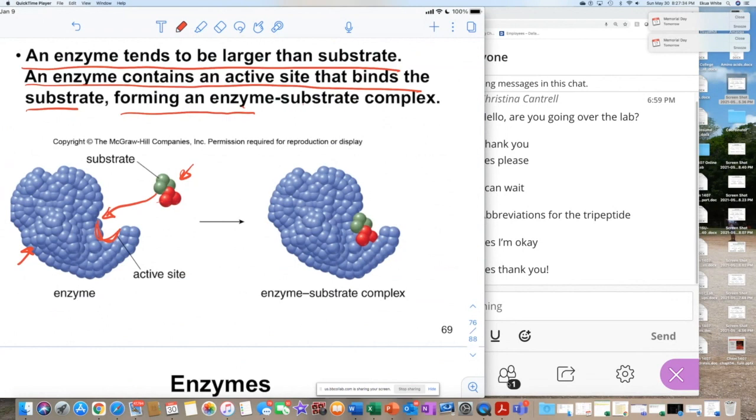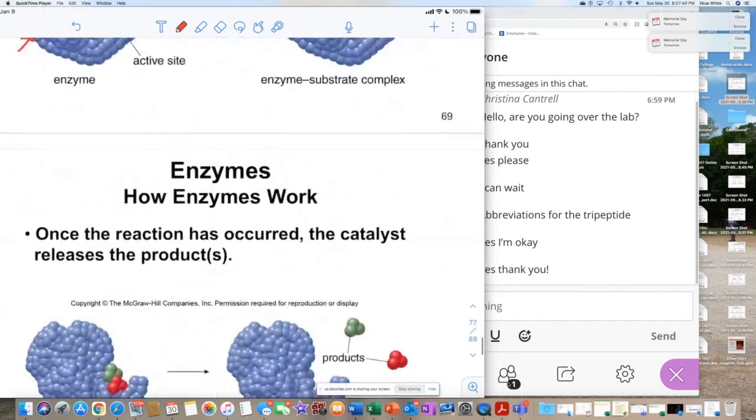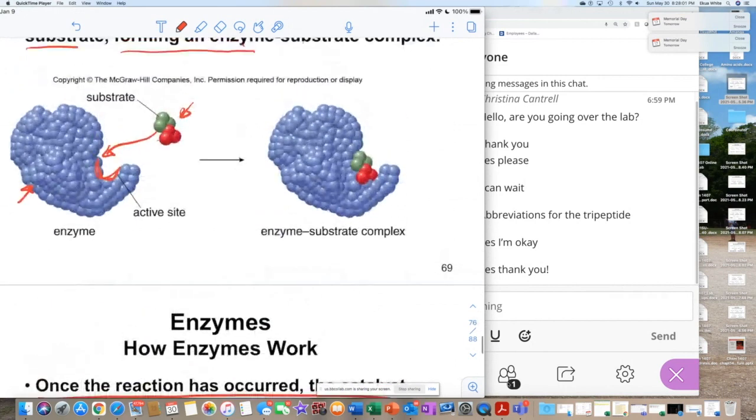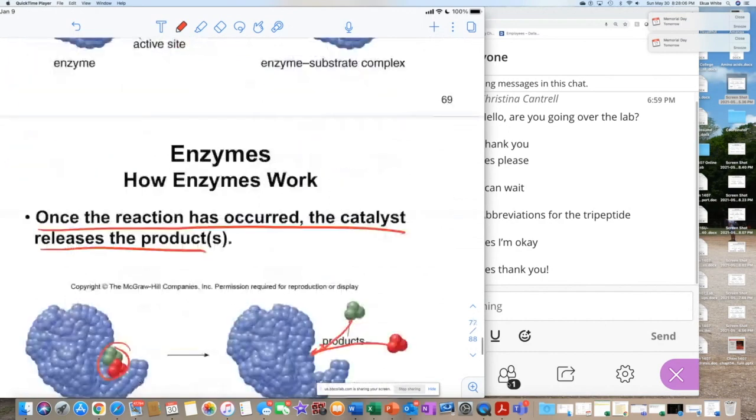So remember, enzymes go with specific substrates, right? So they're compatible. The substrate comes here and binds, and when it binds, the enzyme does what the enzyme is supposed to do, either bring substrates together or break them apart. In this case, it looks like it's going to break them apart, right? Yes, I was right. Once the reaction has occurred, the catalyst then releases the products. Sometimes the opposite is happening, where these are coming to the enzyme, combining, then leaving together. So it's not always breaking them apart. It can be bringing them together.